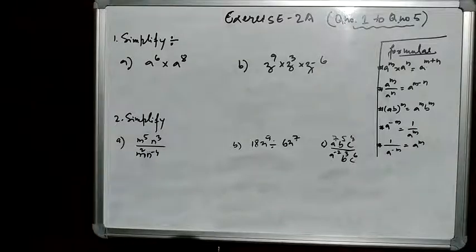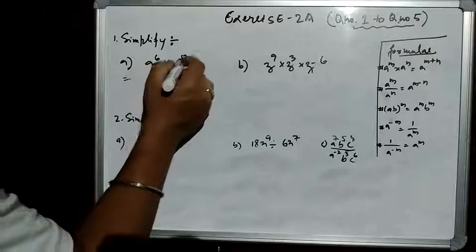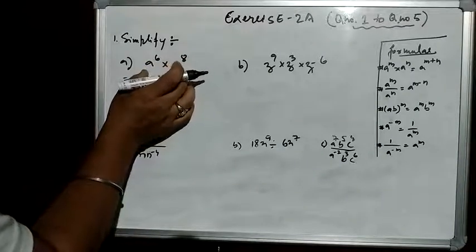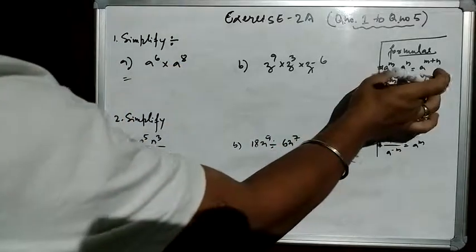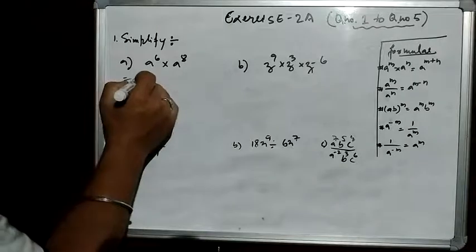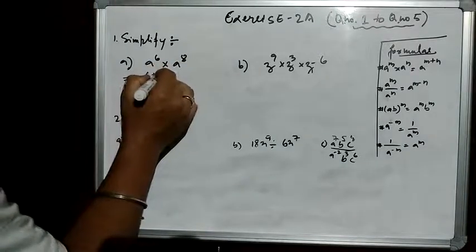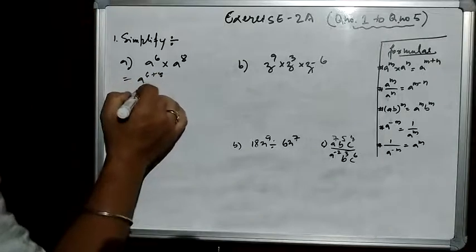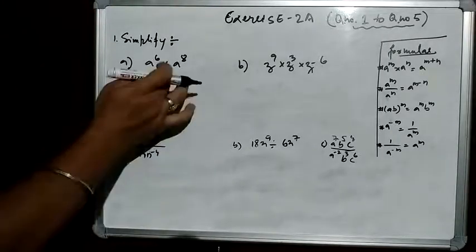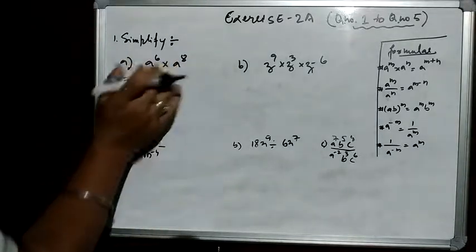Now the first question goes like this: a to the power 6 into a to the power 8. As you see, the powers are different but the base, the number here, is the same. So according to the first formula, we add the powers in multiplication form. The powers get added, so 6 plus 8. Now a to the power 14 is your answer.